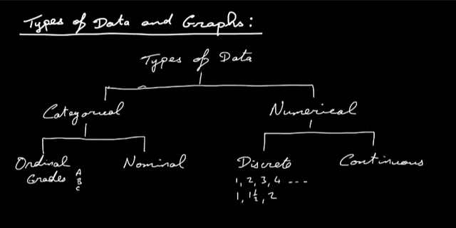Continuous data then would be numerical data where there's an infinite number of numbers in between any two numbers. So for example, let's say we take heights of people. Let's say someone is 1.5 meters tall, and someone else is 1.6 meters tall. Well, there are an infinite number of possible heights in between those two. You could have someone who is 1.51 or 1.511 or 1.51111 meters tall and so on. So this would be classed as continuous.